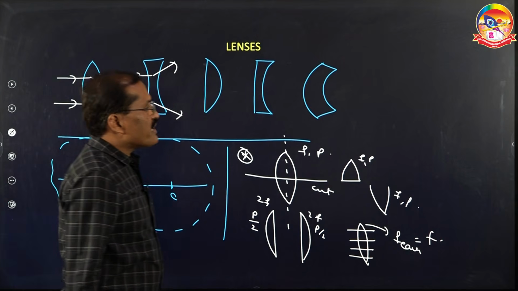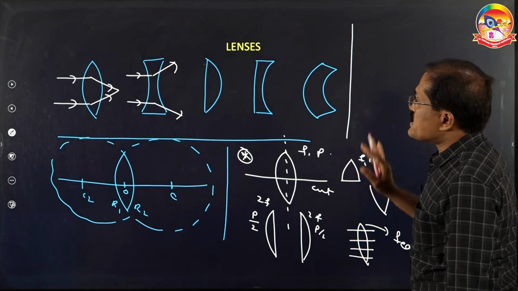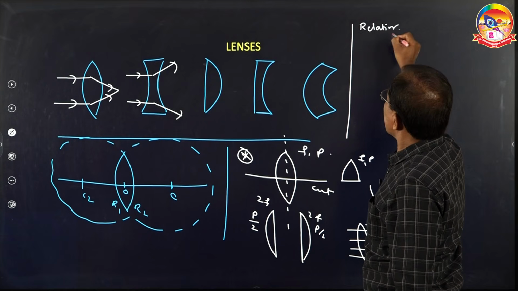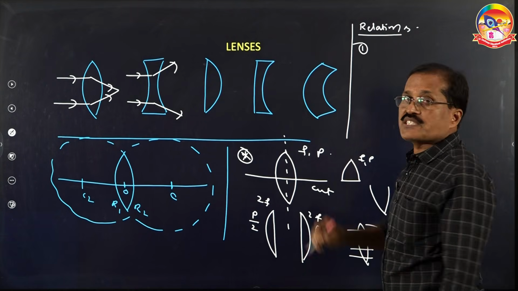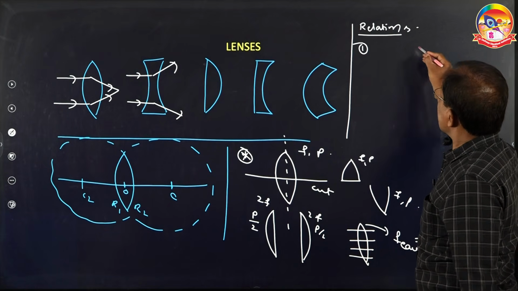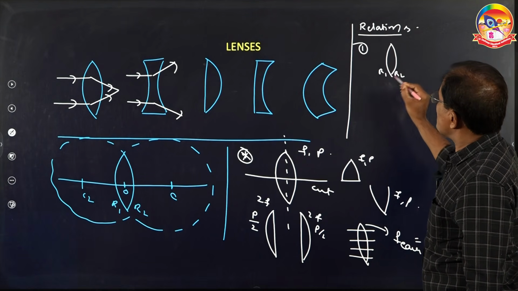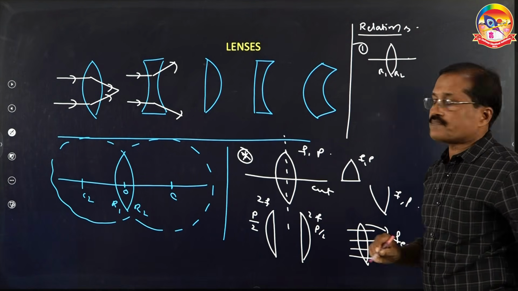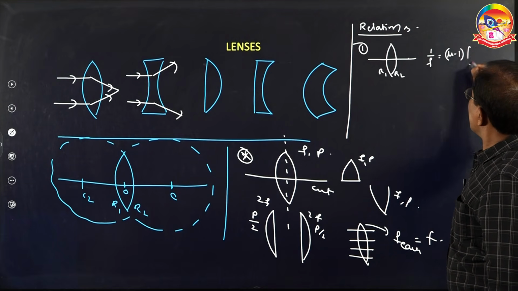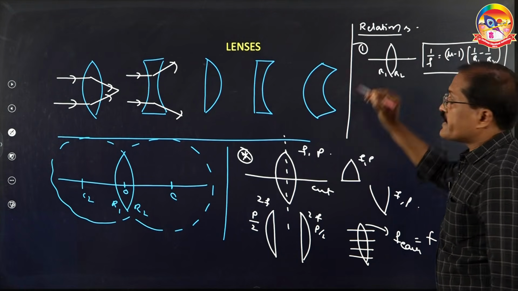Now we will go to the relations that we have for lenses, children. First relation is the focal length and radius of curvature relation. For a lens, the radius of curvature of this surface is R1, this is R2, and the focal length is to be calculated. So remember, 1 by f is equal to (mu minus 1) into (1 by R1 minus 1 by R2). Sign conventions are to be taken accordingly.